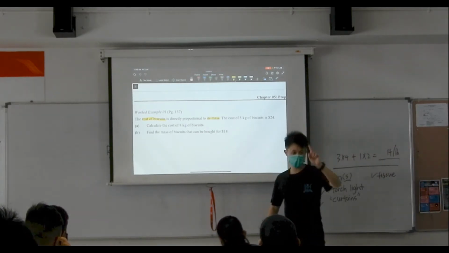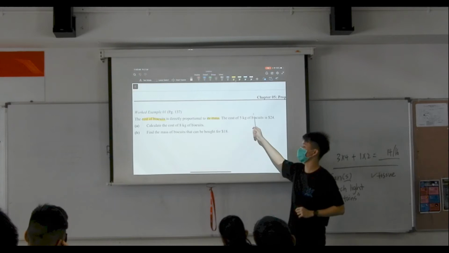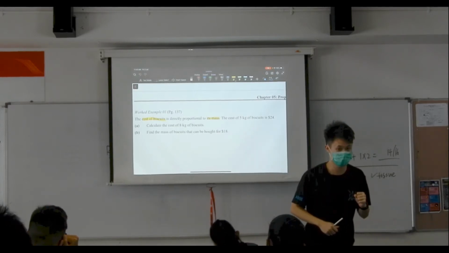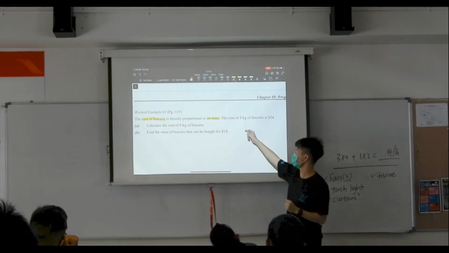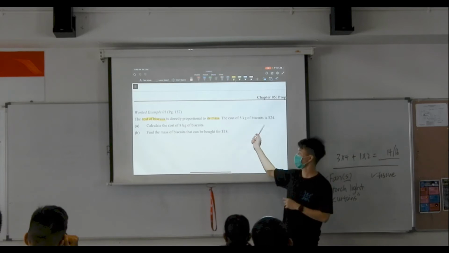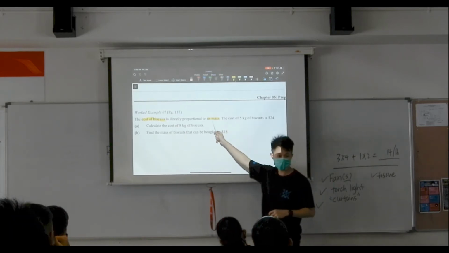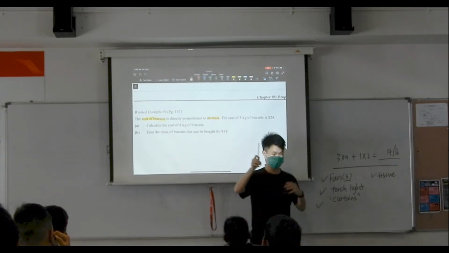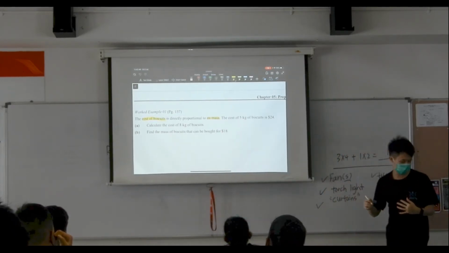The next step we tell you is that the cost of 5 kg of biscuits is $24. So what does this statement tell us? This tells us the mass, and this mass costs how much. See, is this connected to here? Correct. The mass is this one, the cost is this one. Can you see the statements are related in this way?